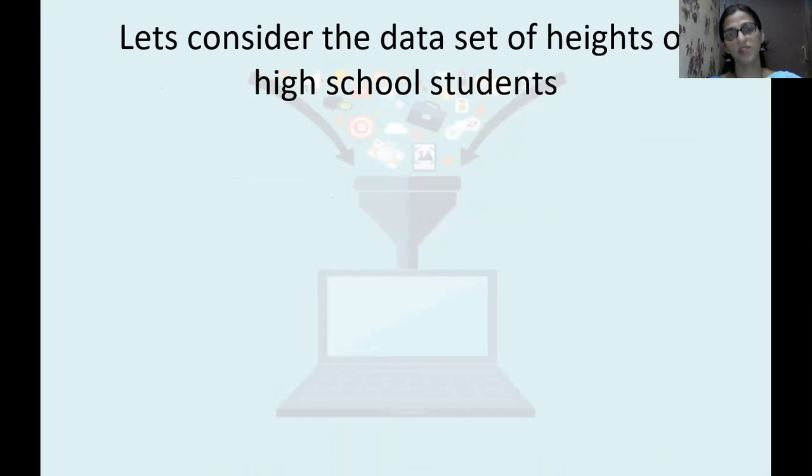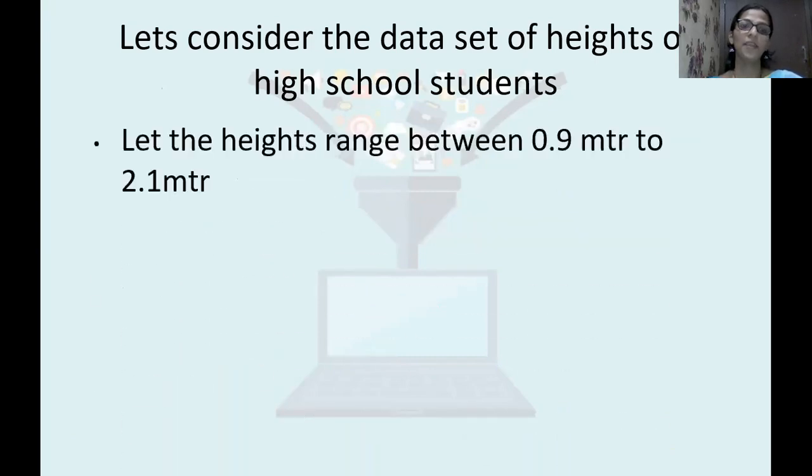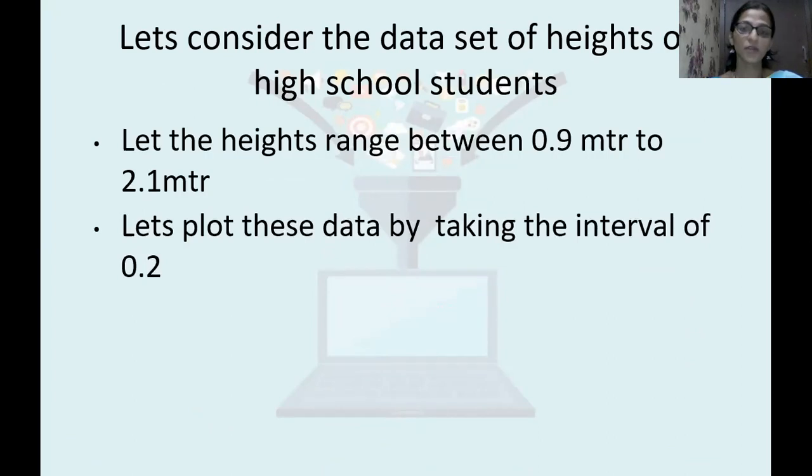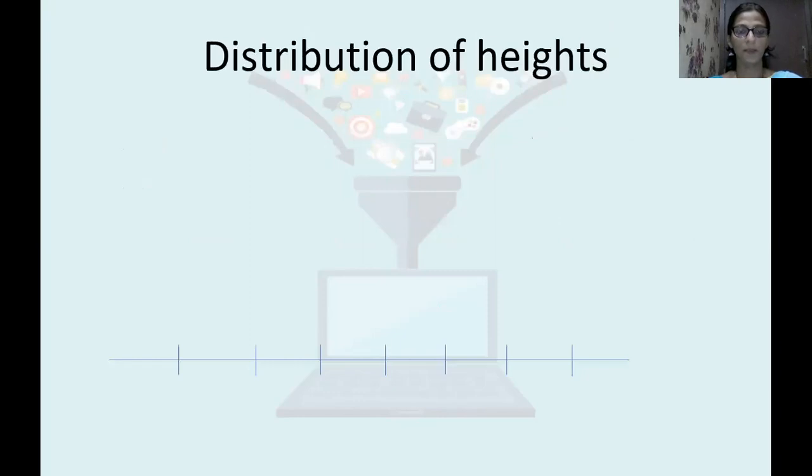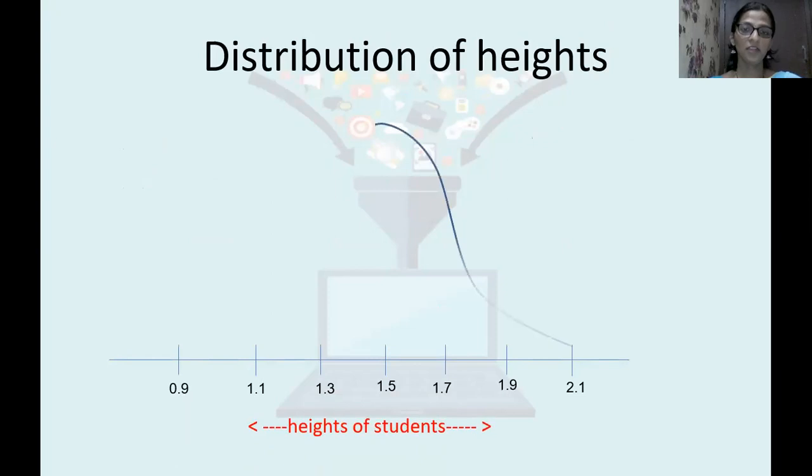Now let us consider one example. Let us consider the data set of heights of all high school students. The heights may range between 0.9 meter to 2.1 meter. Let us plot a graph. Let us take the interval of heights as 0.2. Now how might the graph look? If I plot the heights at 0.2 interval, the graph might look like this.